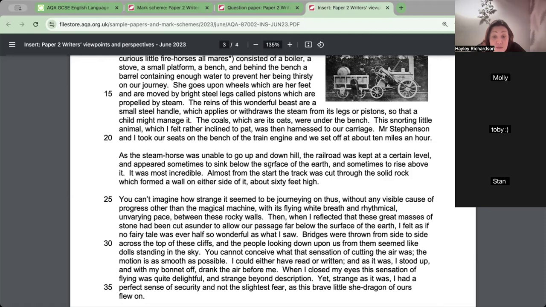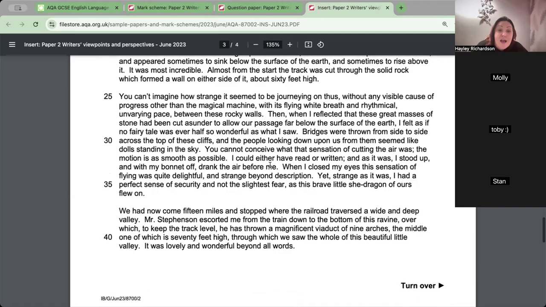You cannot conceive what that sensation of cutting the air was. The motion is as smooth as possible. I could either have read or written, and as it was, I stood up, and with my bonnet off, drank the air before me. When I closed my eyes, this sensation of flying was quite delightful and strange beyond description. Yet, strange as it was, I had a perfect sense of security and not the slightest fear, as this brave little she-dragon of ours flew on.